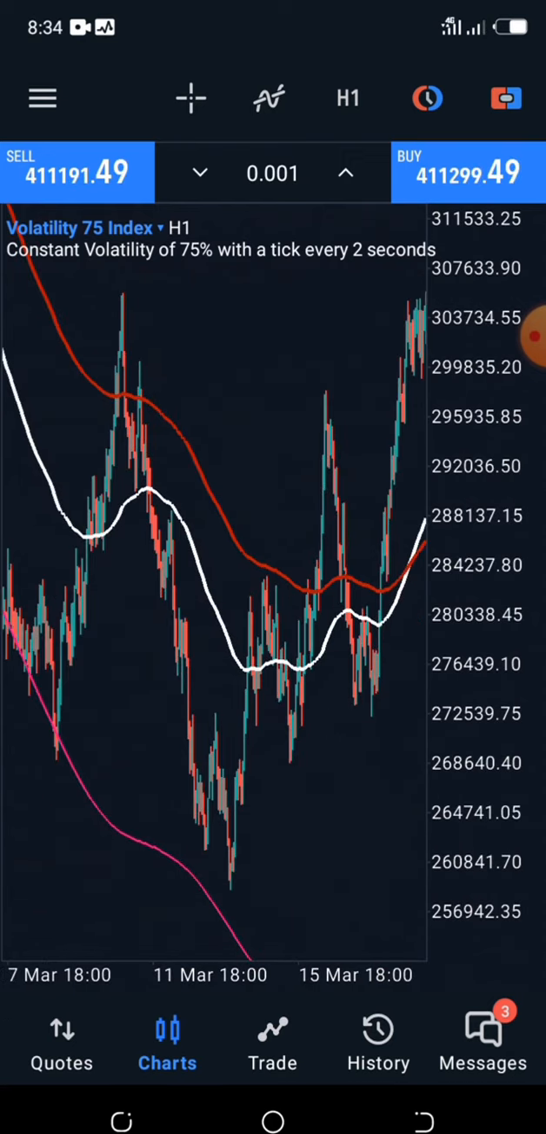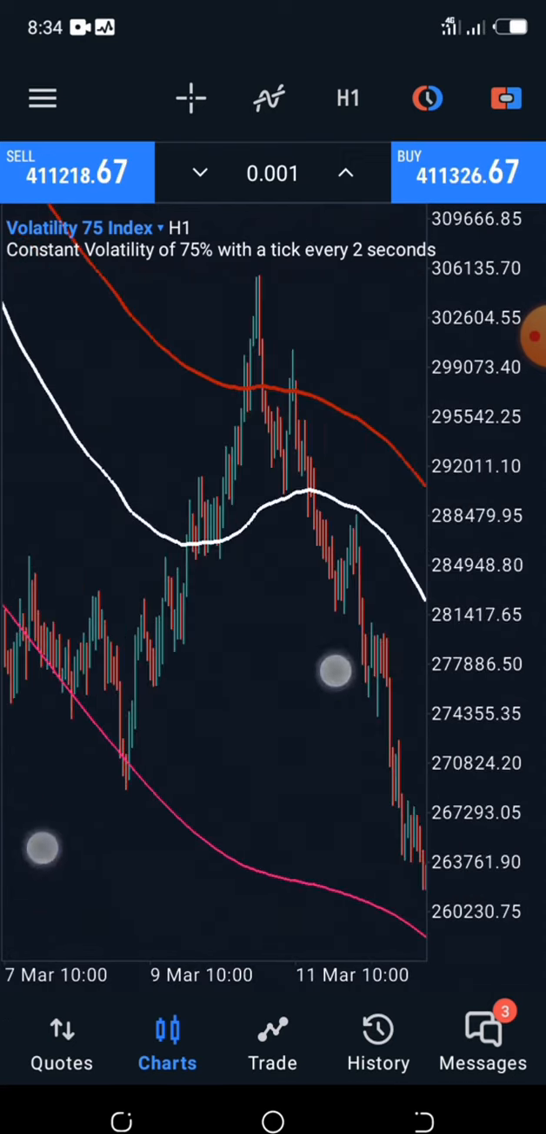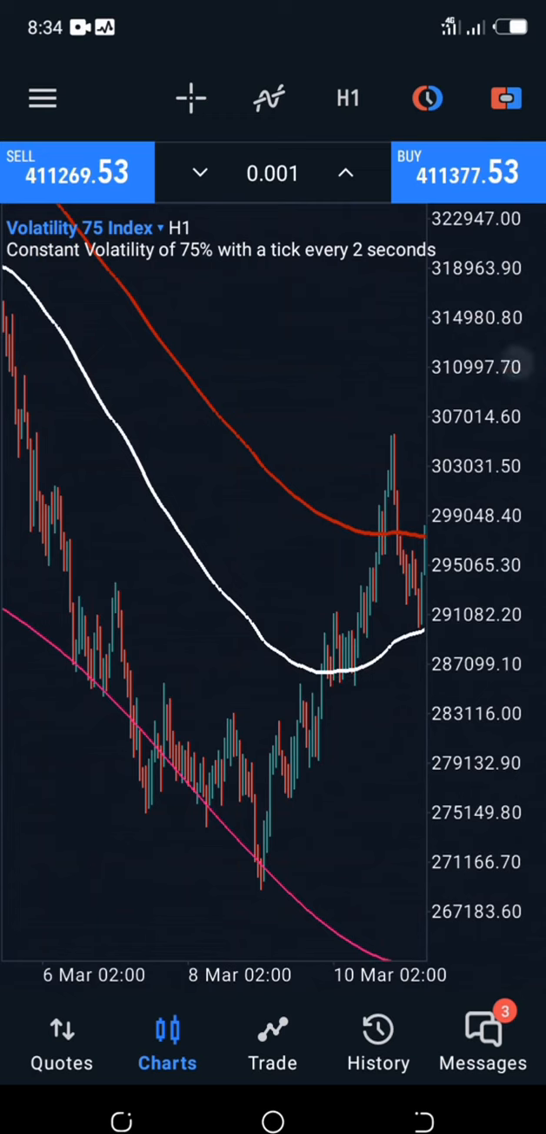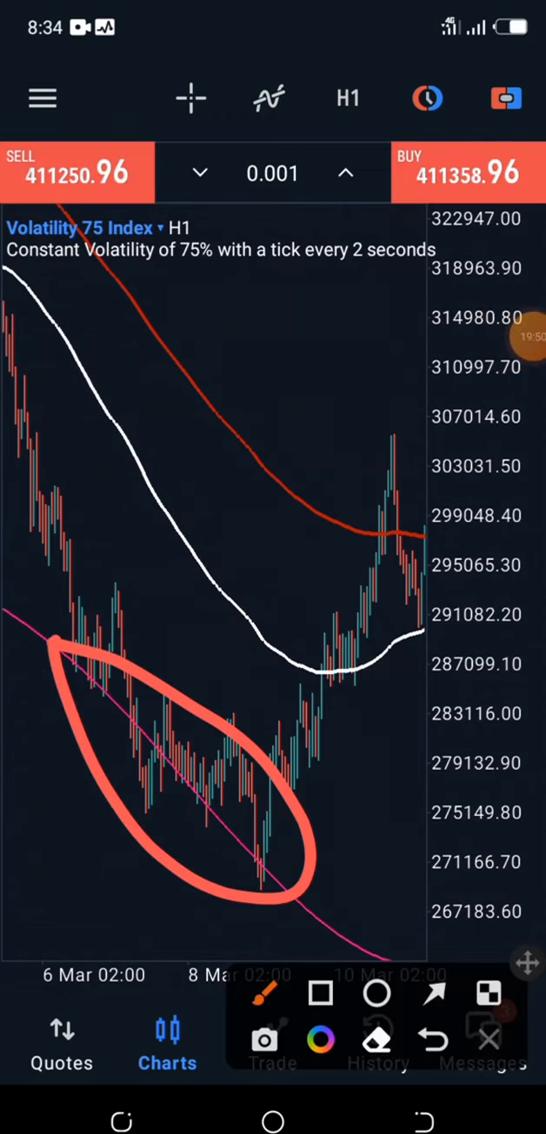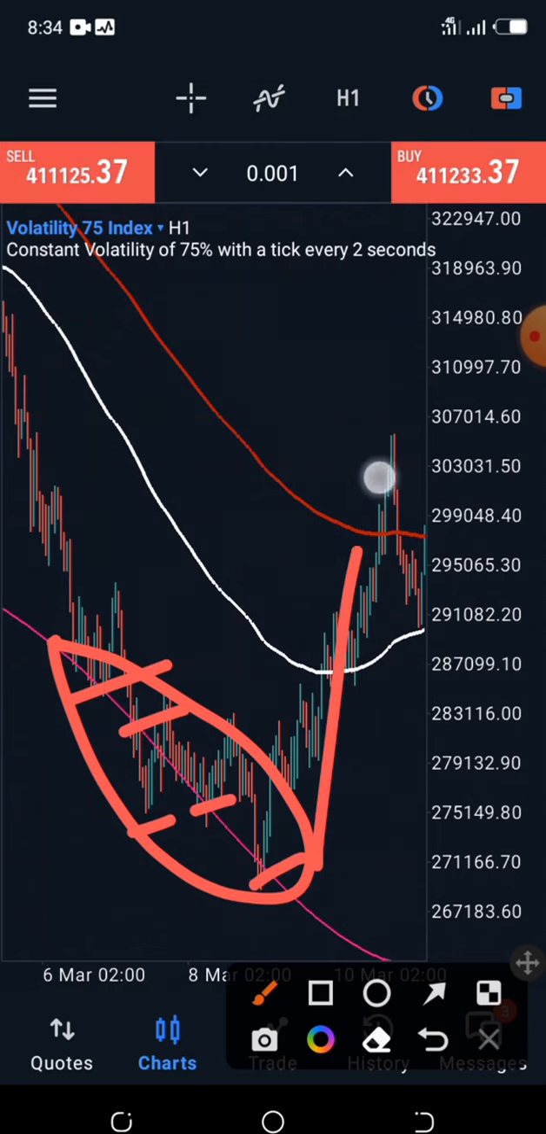You understand? So look at it here. We have another one here. Yes, we have another form of manipulation here. But like I said, it will always go up. First touch, second touch, came down, third touch, fourth touch, and then push to the upside.